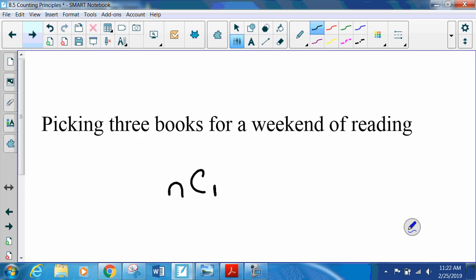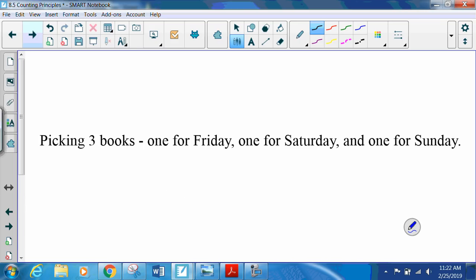That's right. Order doesn't matter. Just 3 books for a weekend. Now compare this with the next one. Wonder if you were picking 3 books. One for Friday, one for Saturday, and one for Sunday.